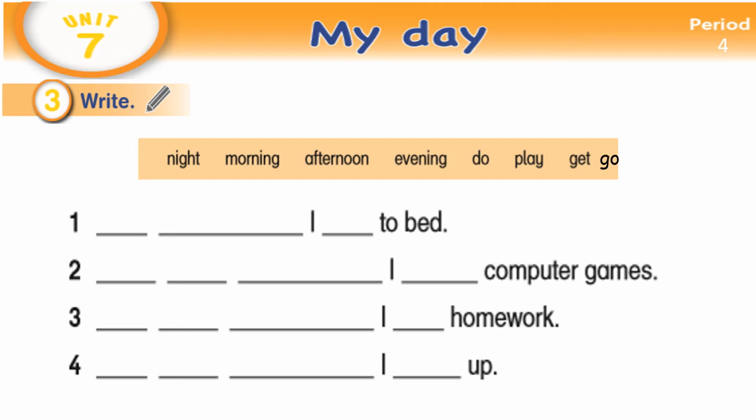Now let's move to activity number 3 in period 4. Here you have to use the words in the box to complete the sentences below. And the words are night, morning, afternoon, evening, do, play, get, and go. Please try to complete each sentence with the last space. It will be easier for you. Take 5 minutes to do it.